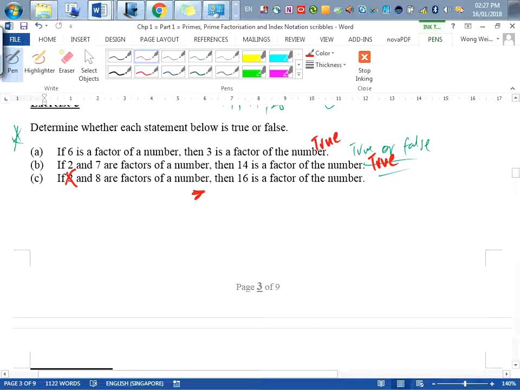If 8 is a factor of a number, then does that mean 16 is a factor of the number? No, right? It doesn't mean that. All it tells me is that if 8 is a factor of the number, then that number could be 8, 16, 24, 32, 40, 48, 56, so on and so forth, right? They're all multiples of 8. That doesn't mean that 16 is a factor of the number. Understand? Okay, so this over here is false. Okay, so true, true, false.